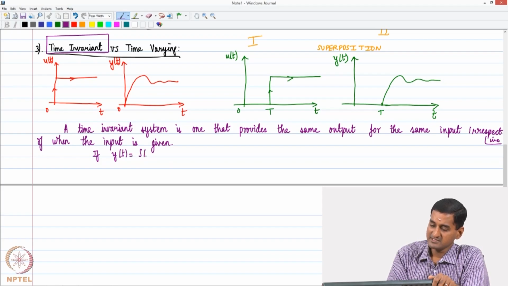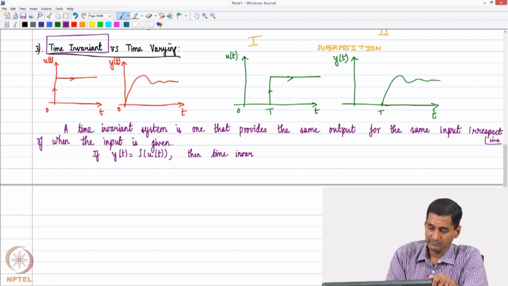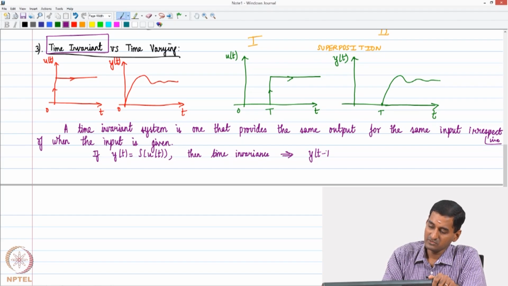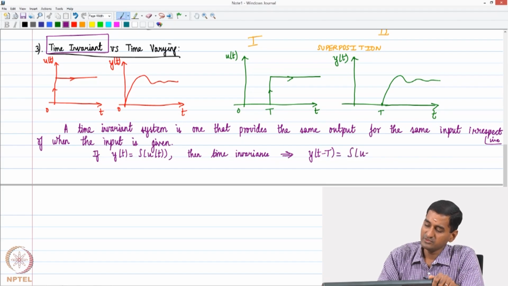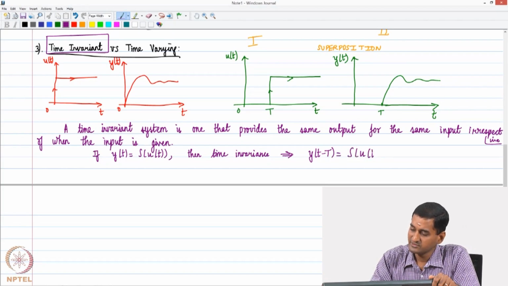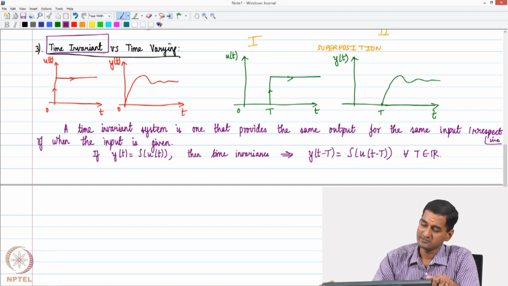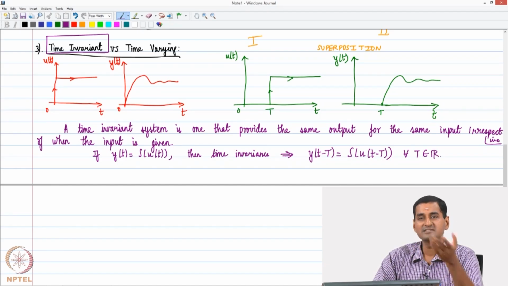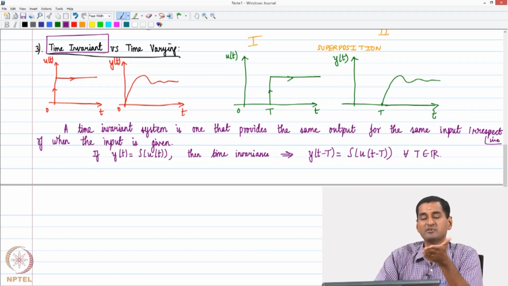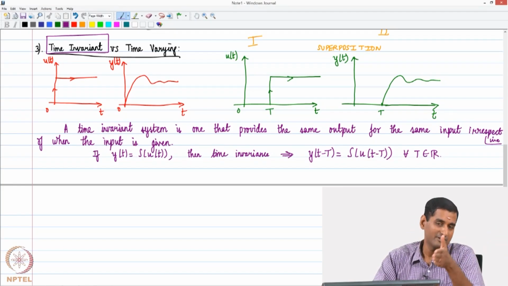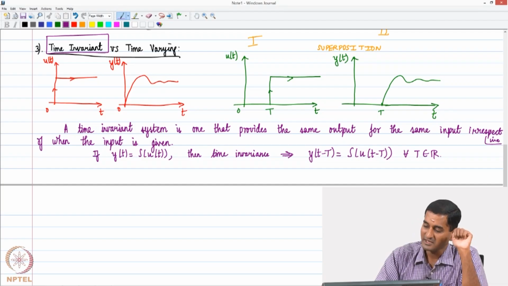If y of t is s of u of t, then time invariance implies that y of t minus T, or s of u of t minus T, is going to be equal to y of t minus capital T, for all capital T belonging to the field of real numbers. So in a sense, if I shift the input by a time of capital T, I should get the same output shifted by the same amount of time. That is what time invariance means.